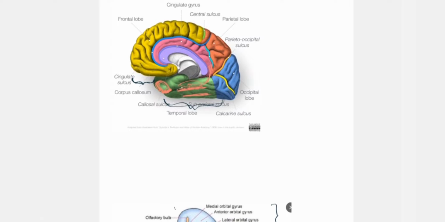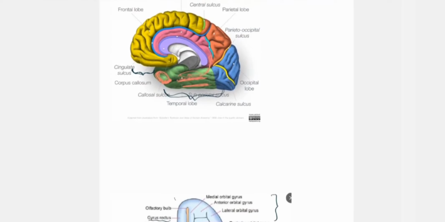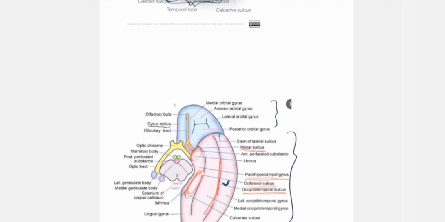Then coming to the inferior surface, which has the orbital as well as tentorial part, we have learned about the different sulci and gyri of the inferior surface also. So that's about the sulci and gyri of the cerebral hemisphere.